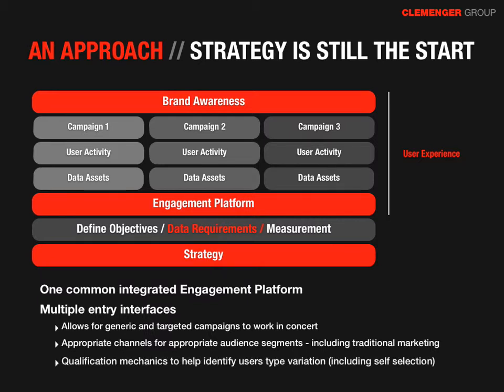So what this allows us to do is allow generic and targeted campaigns to work together. It allows appropriate channels that I just mentioned, including how traditional media fits into this. It also allows us to start putting qualification metrics associated with them, including self-selection. So the idea that we may think somebody is something, but if they decide they're something else within the engagement, we allow that to happen. And we start capturing that information so that we know how to talk to them.